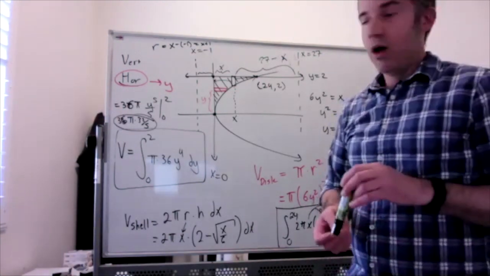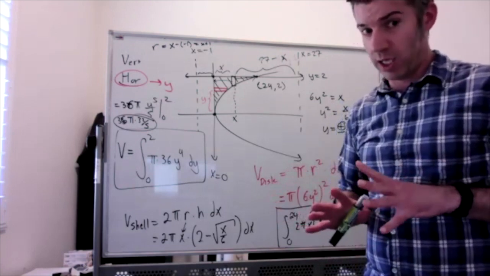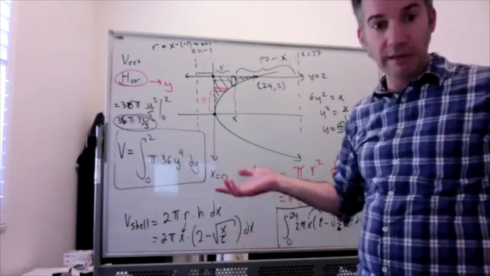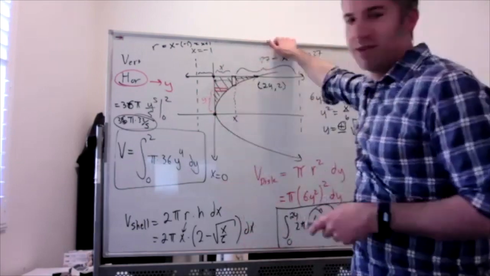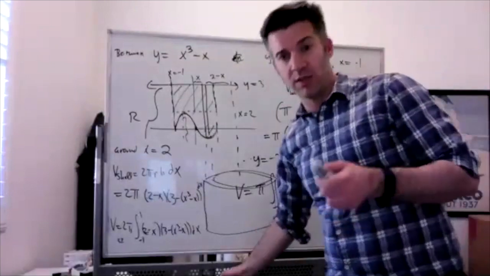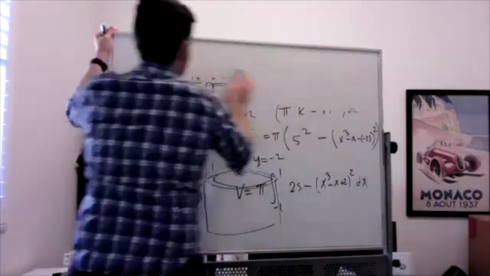Should we do more volume stuff or should we move on to arc length? We can come back to volume if you guys want. If you have more volume questions, I'm happy to address them. But let's start taking a look at arc lengths.